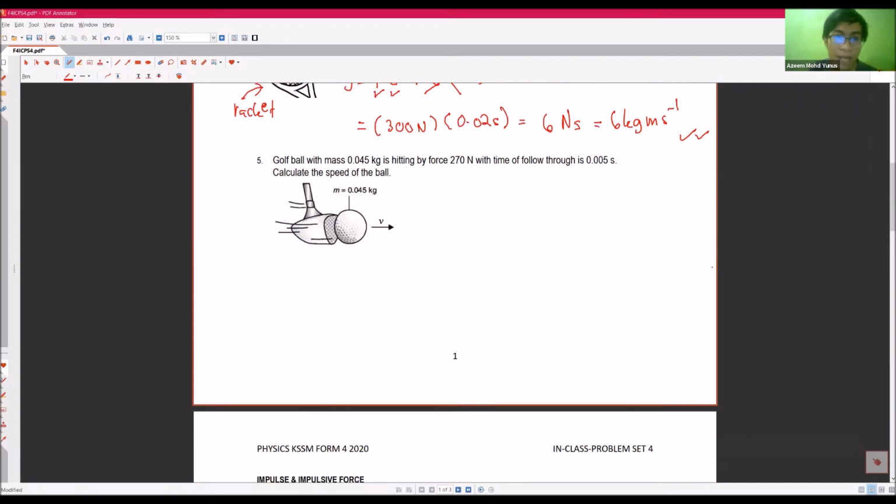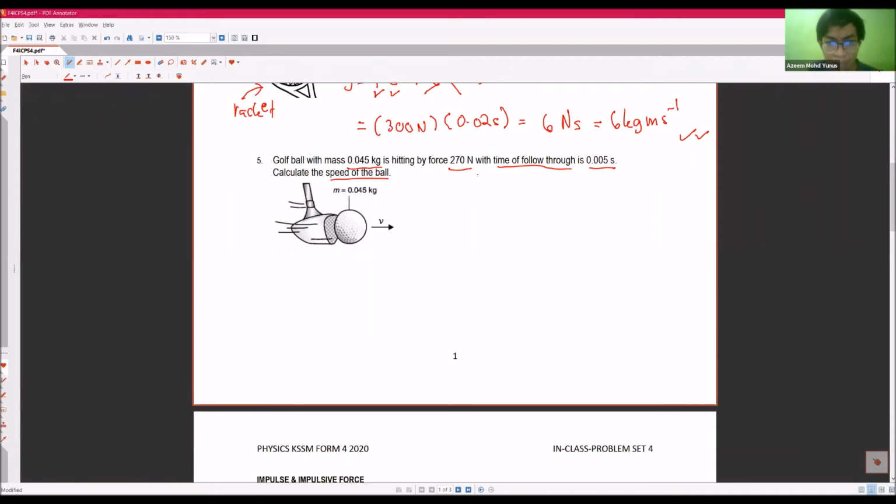So number 5, a golf ball with mass 0.045 kilogram is hit by force 270 Newton with time of follow through of 0.05 second. Calculate the speed of the ball.